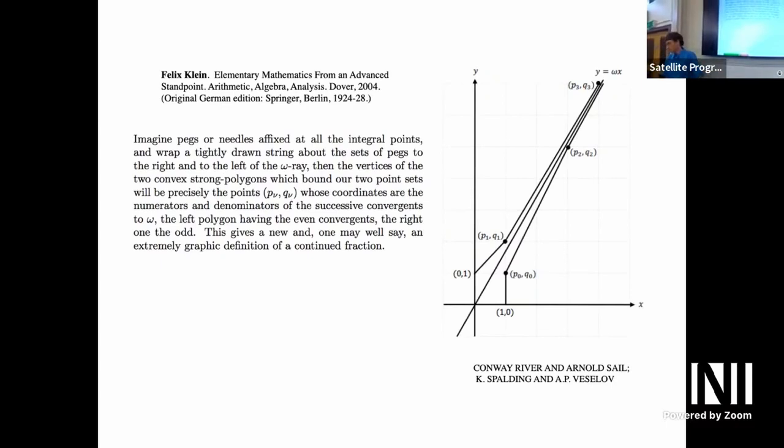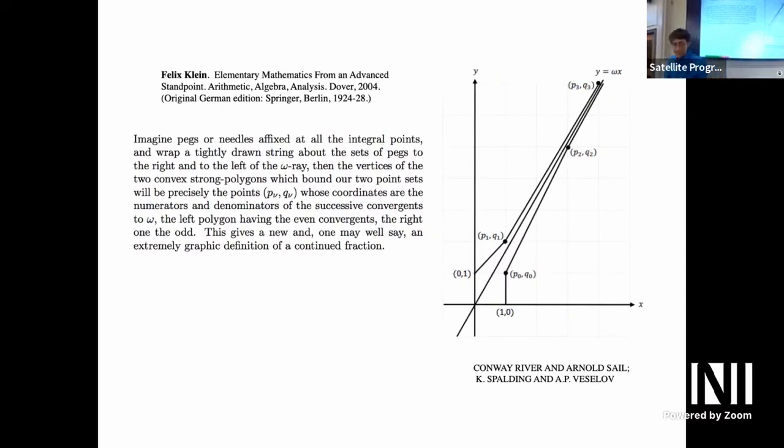So just the Cartesian grid, you don't see the grid behind there, but just the points P, Q, where P and Q are integers. And you draw a line of a certain angle, omega. Think of omega maybe as the Golden number. Then you find the convex hull on either side, meaning, the way he describes this, you take a string and wrap it around on either side of that line. So it's all the points that are closest to that line.